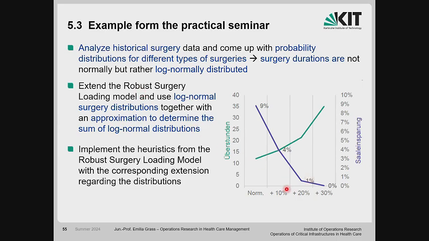You can see here on the x-axis the load increase. This is the normal load, and then if you increase the number of surgeries by 10%, 20%, and 30%. The green line is the overtime. It doesn't change that dramatically until one point, and then it increases significantly. On the other hand, the blue one is the number of operating rooms we could save, and you can see that it also decreases.